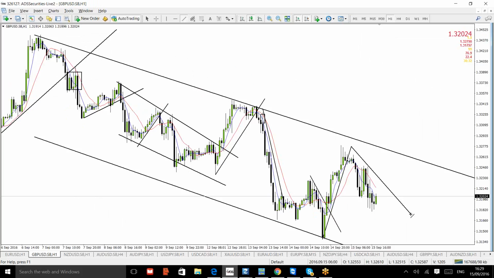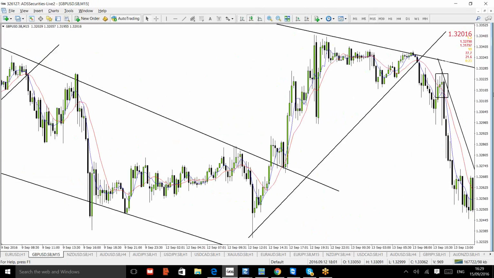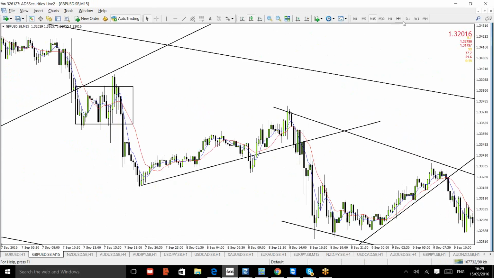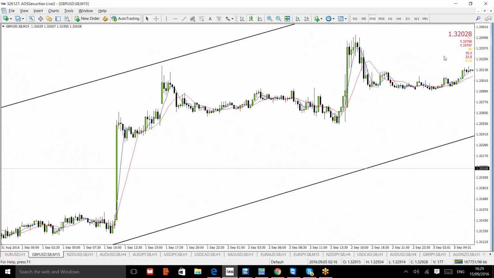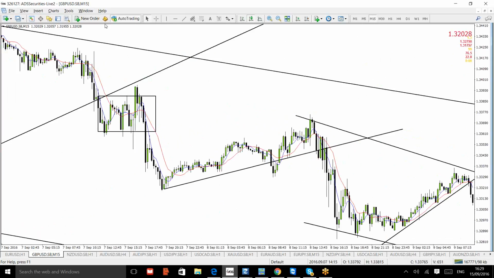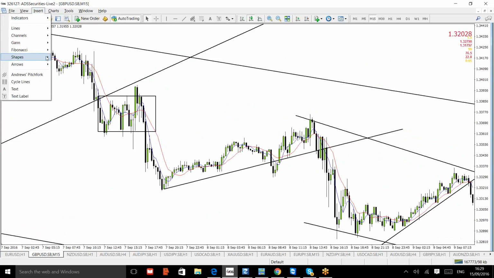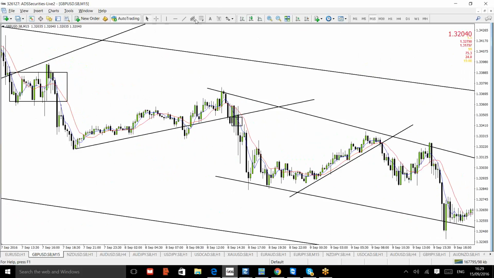This is 1 hour, guys. Just see this, it's insane. You can see my markups, right? I'm going to show you the entries. Break, retest outside. This was your entry. Break, retest outside. This was your entry to the upside.